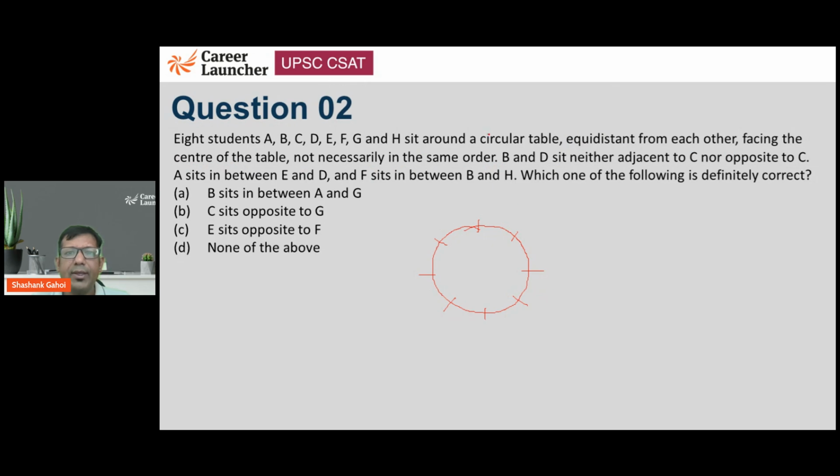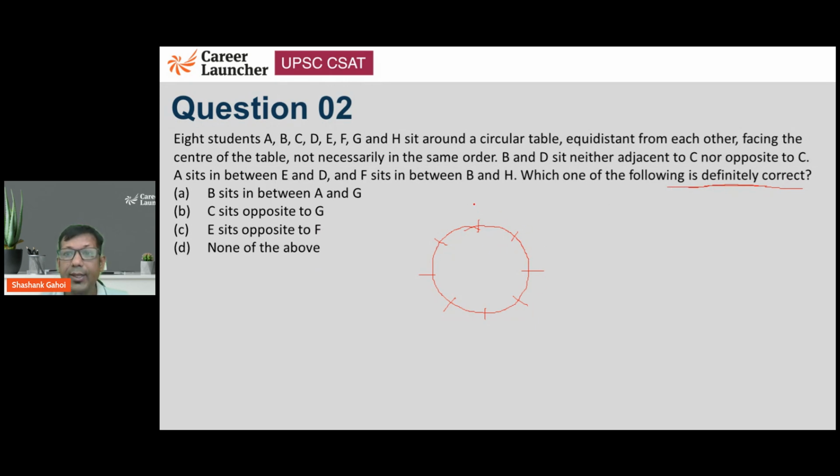Now B and D sit neither adjacent to C nor opposite to C. A sits between E and D. F sits between B and H. Which of the following is definitely correct? Whenever you see this kind of question, definitely correct means we can't have a definite arrangement. We can't place everyone. Our job is to figure out which of the following options is true. So whenever you see these kinds of questions, never struggle, never try to make a definite arrangement, that A is sitting here, B is sitting here. No, you won't get it.